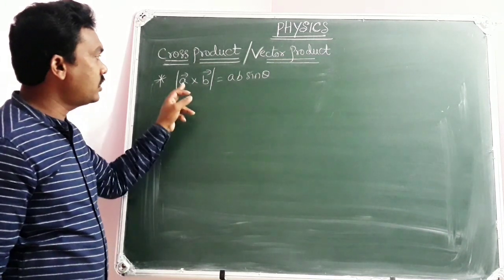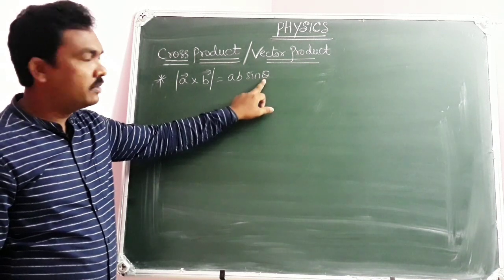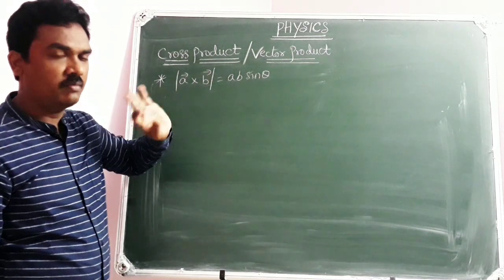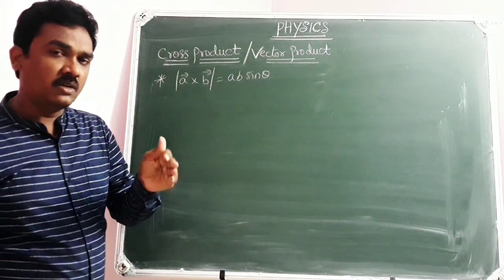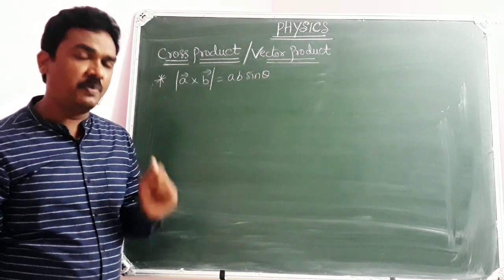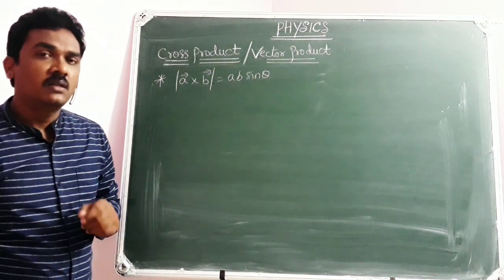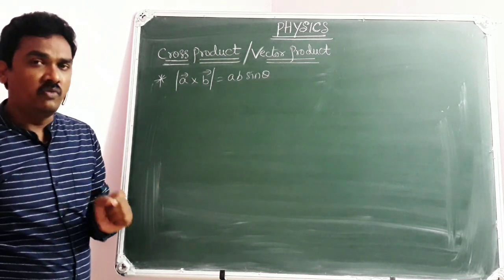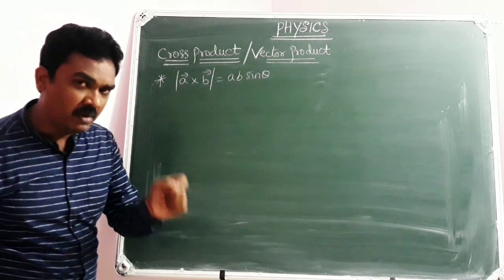So you have learned modulus of A bar cross B bar equals AB sin theta, where theta is the angle between the two vectors, A is modulus of A bar, and B is modulus of B bar. Of course, it's a vector physical quantity whose direction will be perpendicular to the plane containing A bar and B bar. I repeat, A bar and B bar are two vectors in a plane. Then the direction of A bar cross B bar will be perpendicular to the plane containing A bar and B bar.